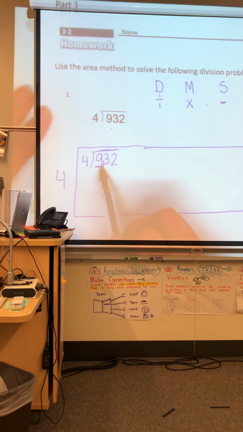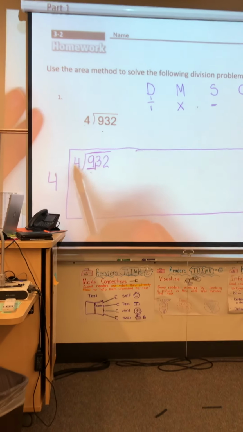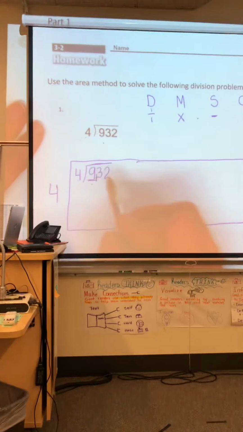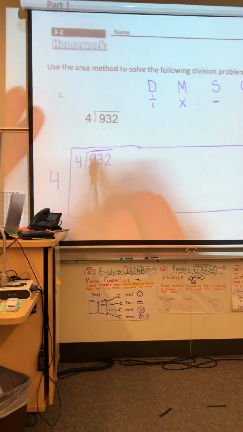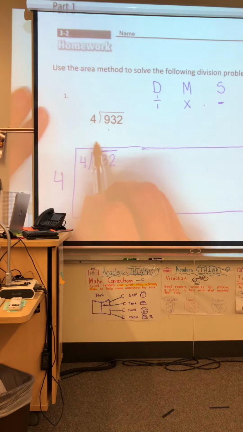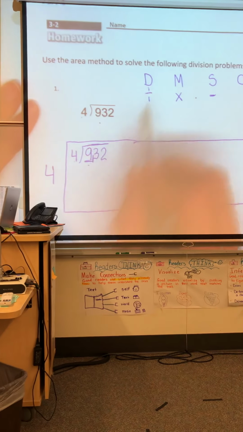And my teacher is really nice. She's the best teacher ever. She doesn't make me count by 4s all the way to 932. So I'm going to do 9 divided by 4 instead. And I notice that I'm in the hundreds place, so I know that this quotient will be in the hundreds place. Okay, I'm ready to divide.